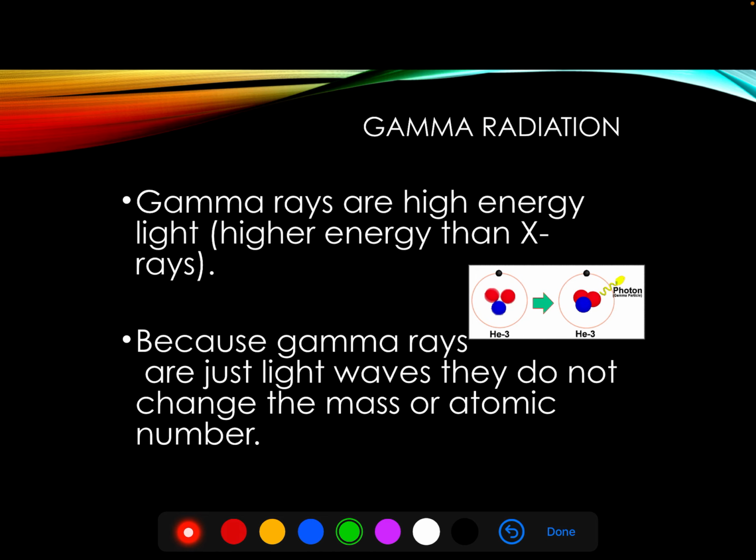And the last type of radiation I think is the most simple to talk about. It's gamma radiation. Gamma radiation is when just high energy light or a photon is released. Gamma rays are just light waves. They do not change the mass or the atomic number. It turns out these are the most dangerous of all types of radiation, even though they're the smallest.